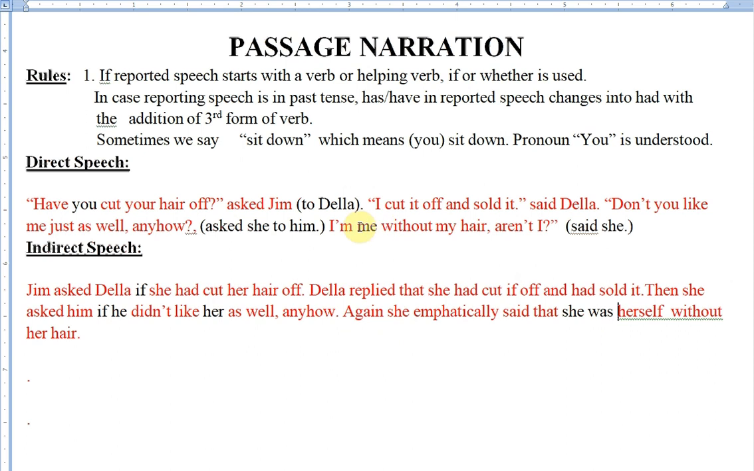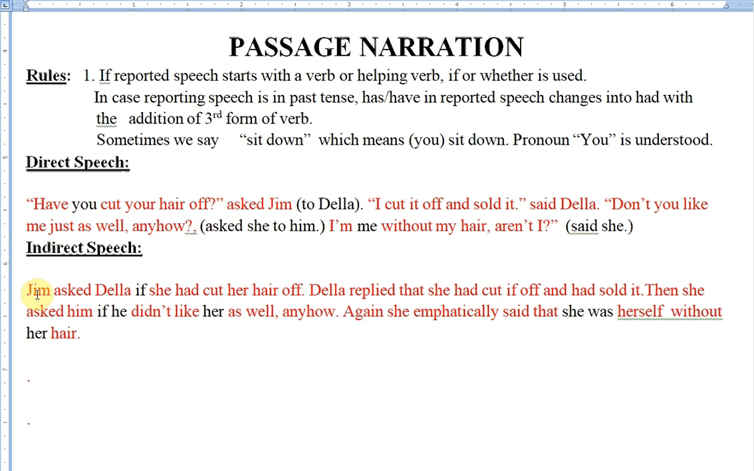This me is for emphasis. That's the reason we have used an emphatic pronoun over here, that is herself. Again, she emphatically said that she was herself without my hair. My is the possessive case of the first person. First person possessive case is my, and it will be changed according to the subject of the reporting speech, that is she. The possessive case of she is going to be her. That's the reason this her is there. Now understand it.